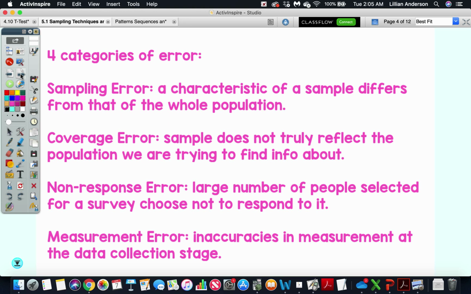Now, a sampling error occurs when a characteristic of a sample differs from that of the whole population. This error is random and will occur even for samples which are well chosen to avoid bias. Now, coverage errors occur when a sample does not truly reflect the population we are trying to find out about. Okay, the easiest way to avoid a coverage error is the sample should be sufficiently large and unbiased.